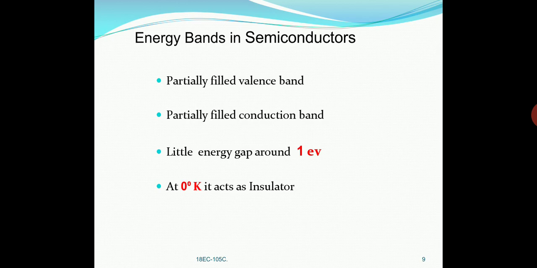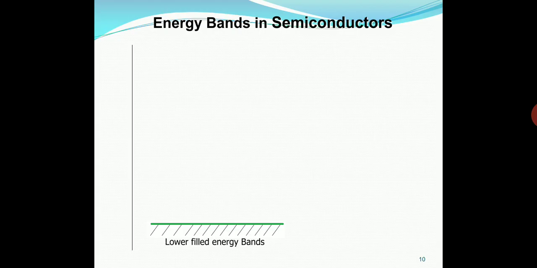And so at 0 degree Kelvin, it is going to act like an insulator. That means on its own it cannot work as a conductor. So let us see the energy bands in a semiconductor. What happens here?